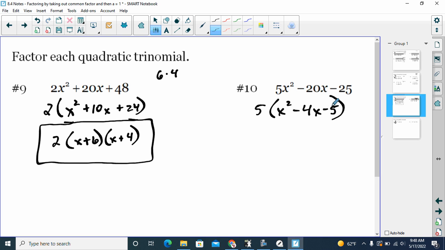Numbers that multiply to 5. Well, the only thing is 5 times 1. 5 minus 1 does give me 4. I need to get negative 4. Bigger number needs to be negative. The 1 needs to be positive. X minus 5, x plus 1.